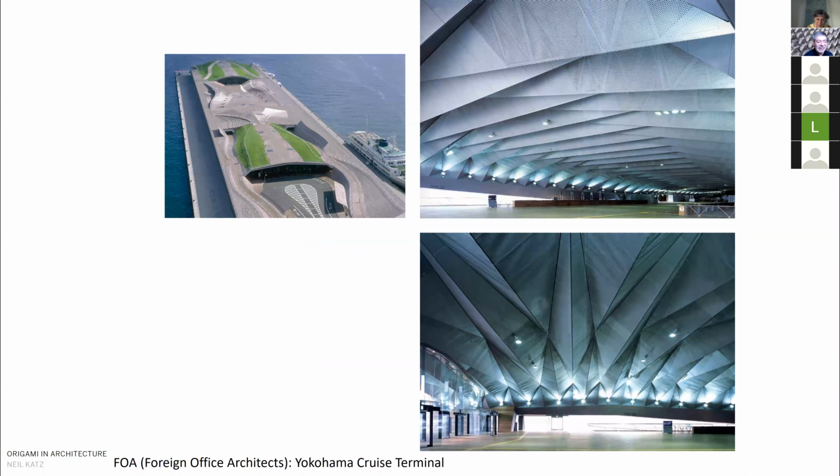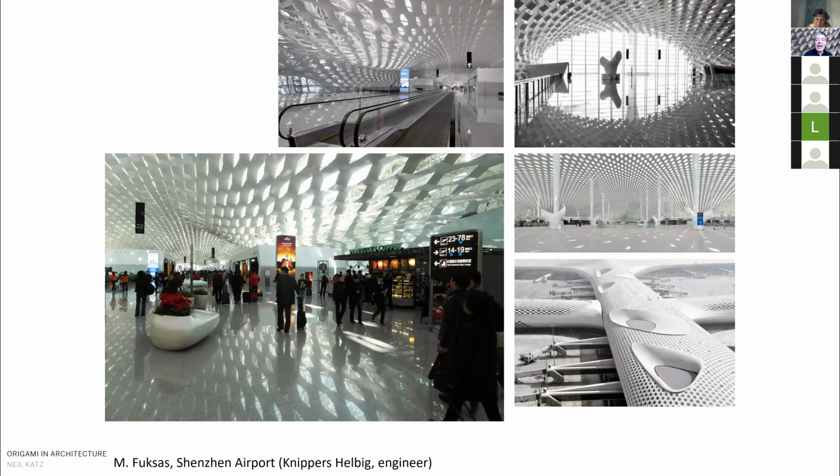Some more contemporary structures, the Yokohama Cruise Terminal. And these buildings, cruise terminals and airports, have incredibly large spans. So the structural efficiency of bending material, like these architects and engineers are doing here, allows the ceilings and roofs to span these great distances. In this case, it might be more Kirigami inspired because of the openings and letting light into the space.